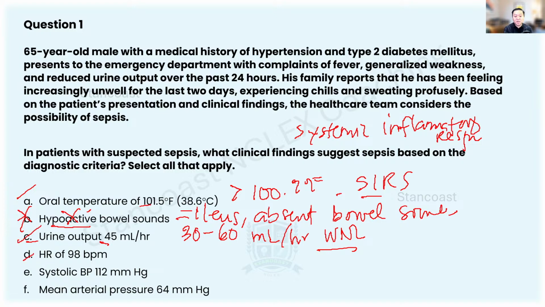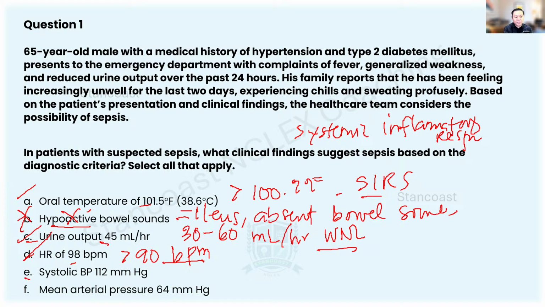What about heart rate of 98 beats per minute? Do you remember about that heart rate elevation as one of the criteria rather? Yeah, this is also correct. Anything above 90 BPM is actually part of the criteria. Heart rate of 98 is already elevated. So that's going to be one of the answers.